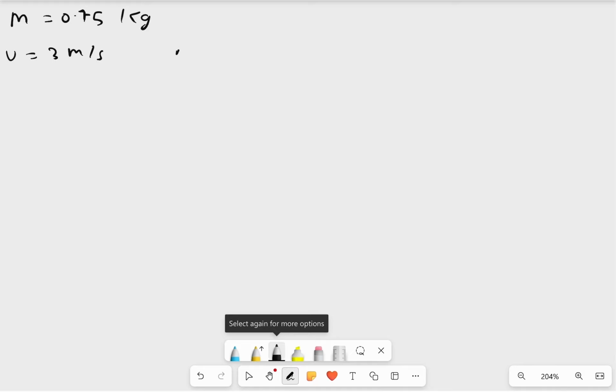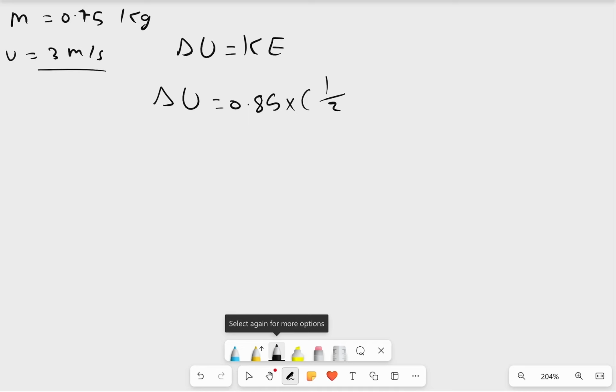So what am I going to use? We're going to say delta U is equal to KE. Why do I use KE? Because we are dealing with velocity. Okay, so delta U is going to be equal to 0.85. Don't forget to divide 85% by 100, times 1/2 mv squared. Okay, so delta U is equal to what?